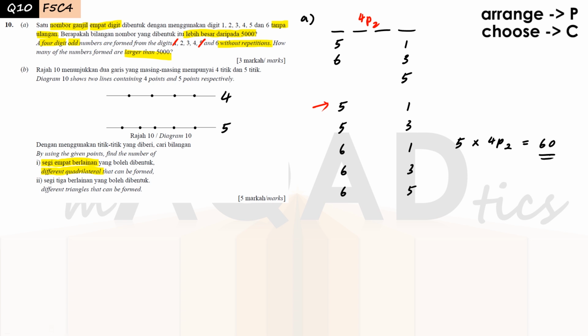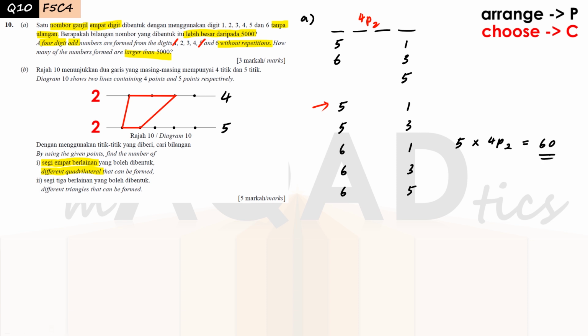Okay, so to form a quadrilateral, the condition is we need to choose 2 points on this line and 2 points on this line, right? So now to find different quadrilaterals, we need to use this condition, and we can use C, the combination, to help us, because here we are just choosing points, we are not arranging the points.